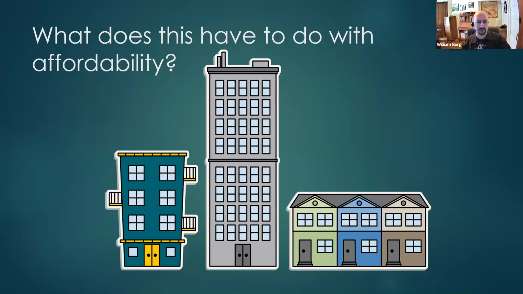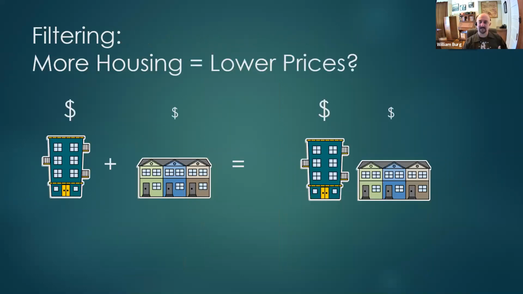So what does this have to do with affordability? Because that's the whole idea, is making housing more affordable, right? Well, there's a couple of simple equations to follow here. And the most common idea is that if you build more housing, then it becomes less expensive. Supply and demand. Provide more supply, and you meet the demand.